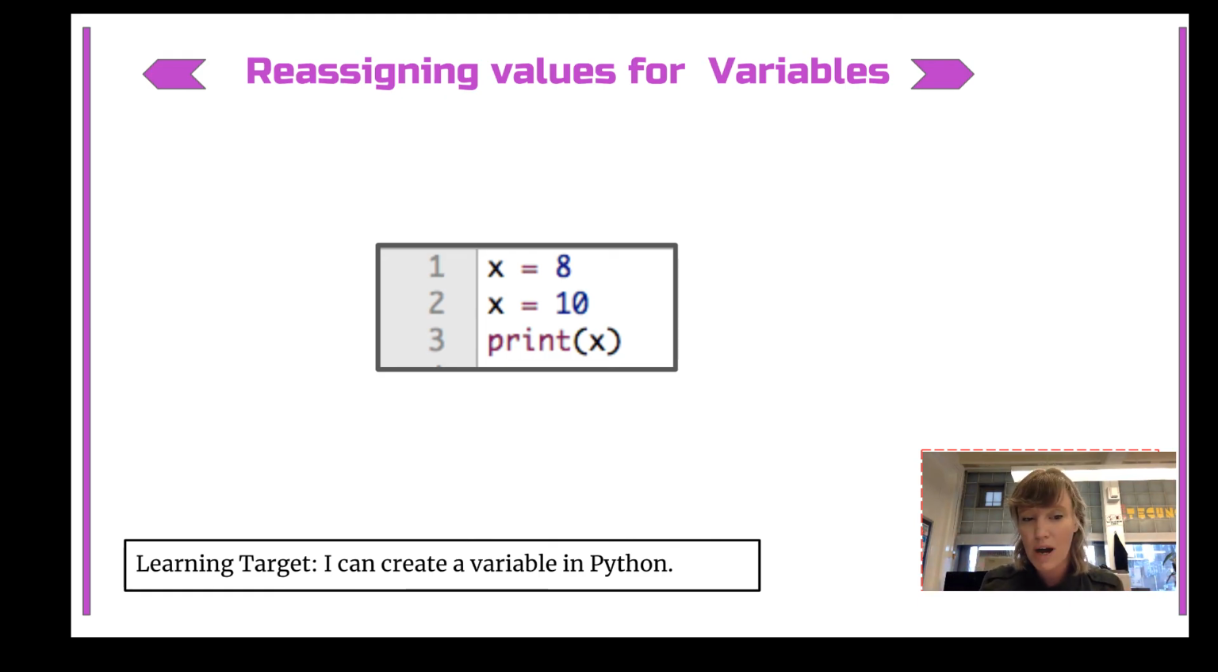It can't store both values at once in a variable, but it can reassign the value of the variable from 8 to 10. And that's the end of the lesson today.